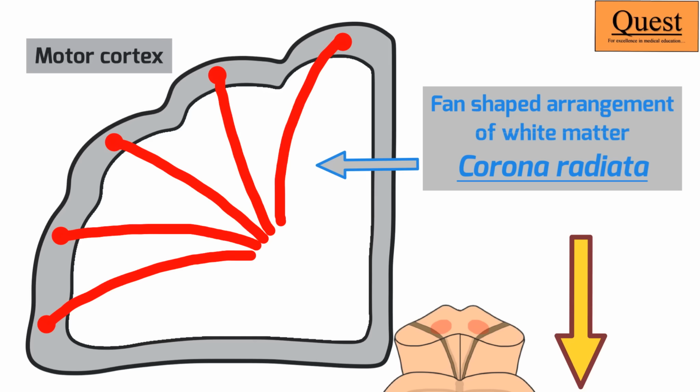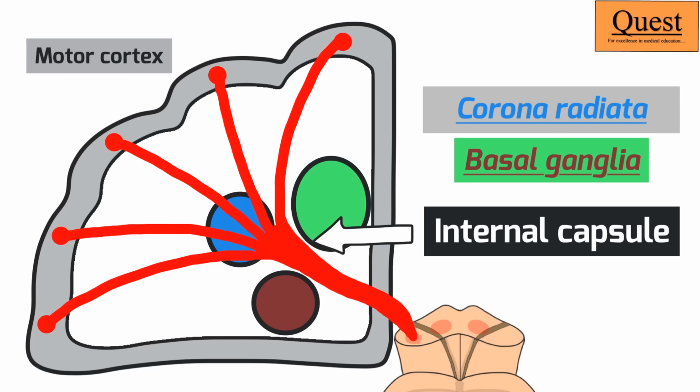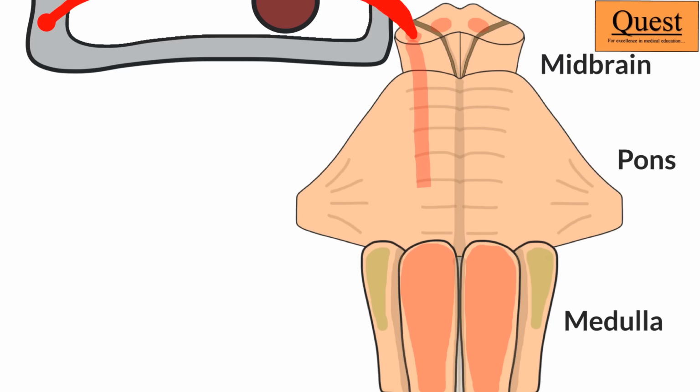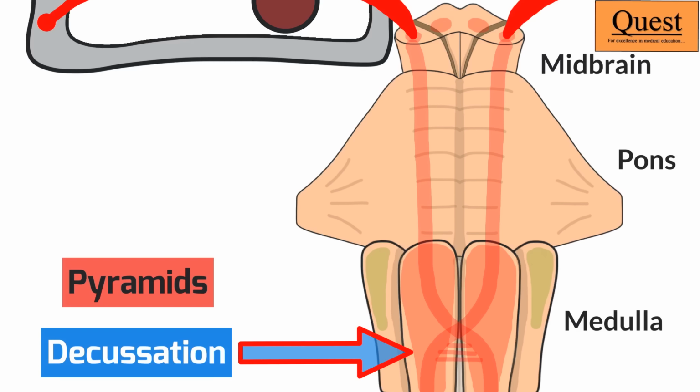But while it does so, it has to pass through a narrow area between the nuclei in the brain known as the basal ganglia. This narrow area passing between the basal ganglia is known as the internal capsule. The white matter from the internal capsule would reach the anterior aspect of the midbrain. It would descend down along the anterior aspect of the pons and the anterior aspect of the medulla. On the anterior aspect of the medulla, it would create a bulge known as the pyramids. Also, at the level of the medulla, these tracts are going to cross over to the opposite side. This is known as the pyramidal decussation.